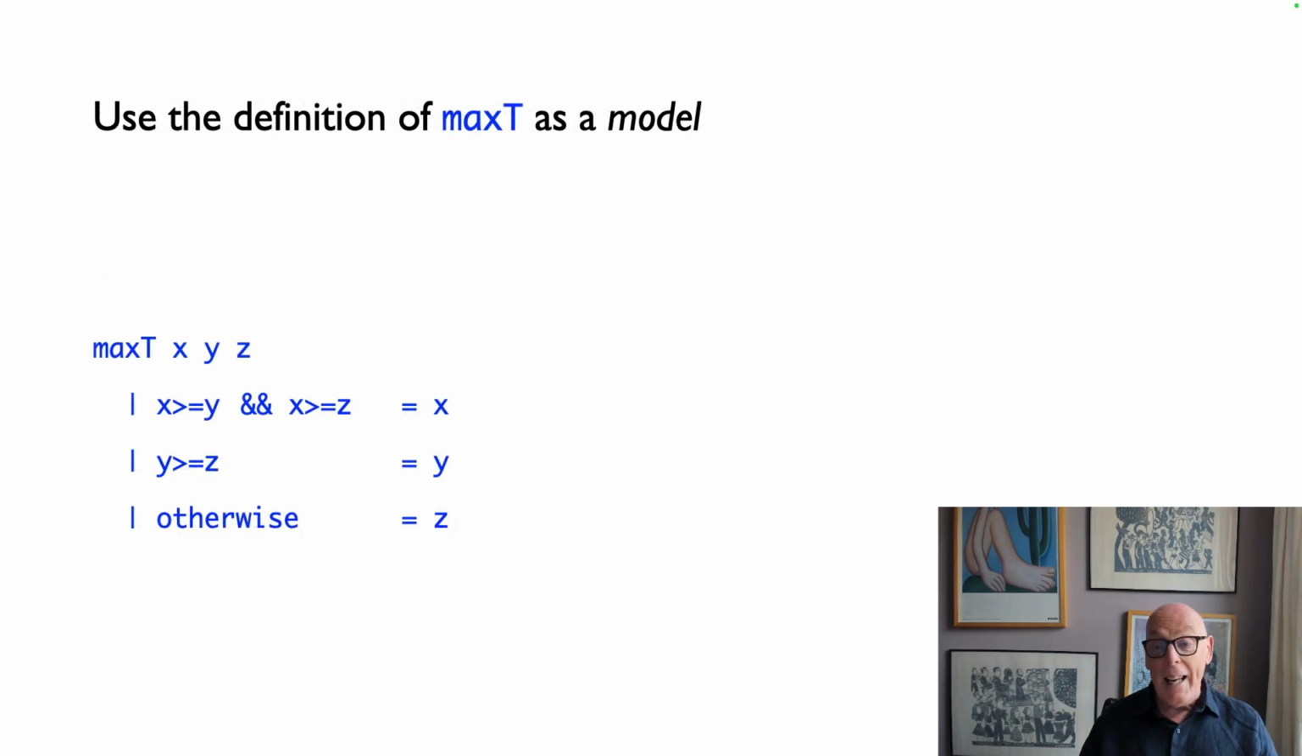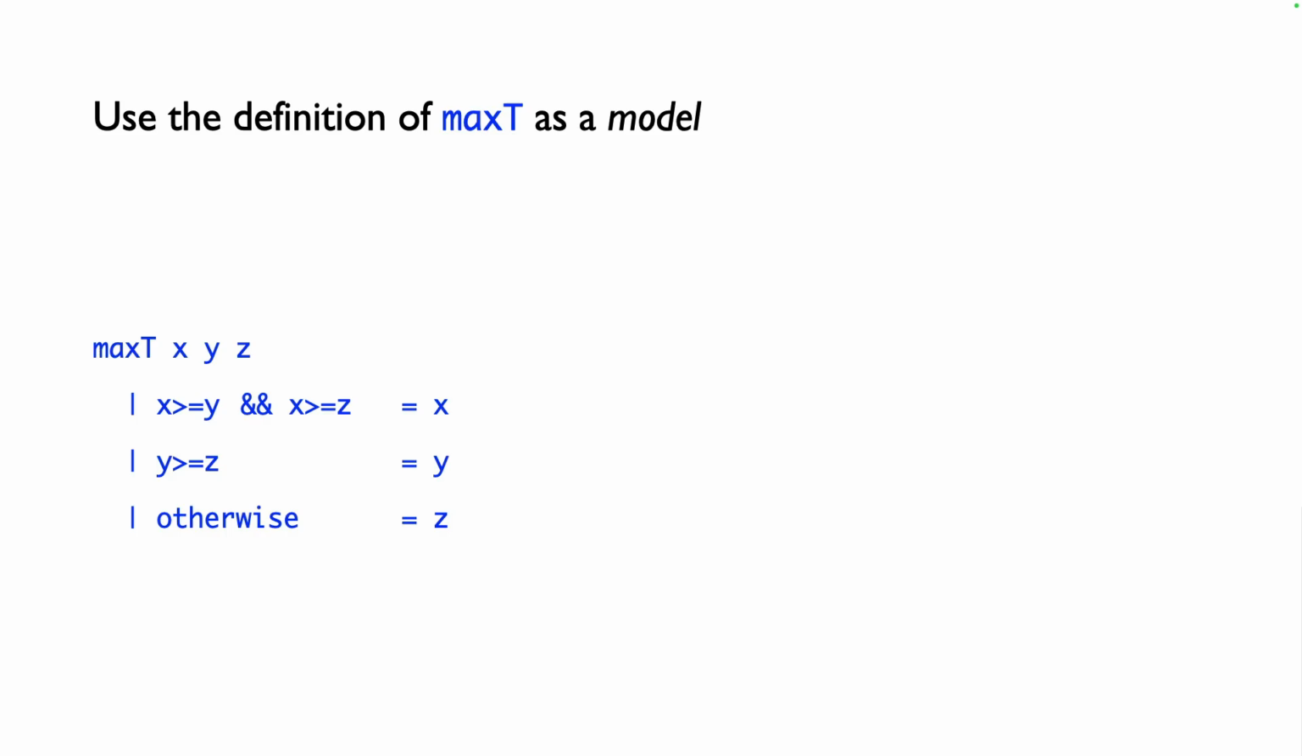And let's take again, we're using the definition of max t as a model. How do I define max t? Well, I write the condition for x to be the maximum, that is x is bigger than or equal y, bigger or equal z, and when that guard is true, I return x.